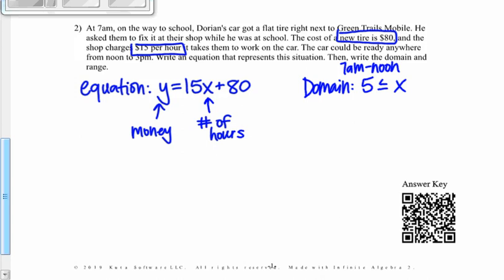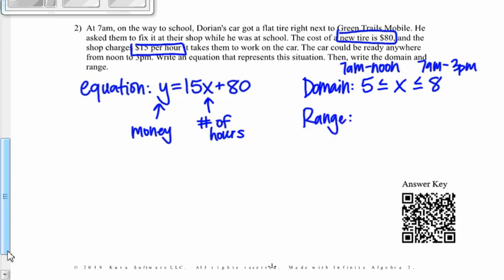The most amount of hours would be if it was from 7 a.m. to 3 p.m. And if you count that out, that's going to be a total of 8 hours. So it's anywhere from 5 to 8 hours that the car is in the shop. Took a little bit of problem solving on this one.